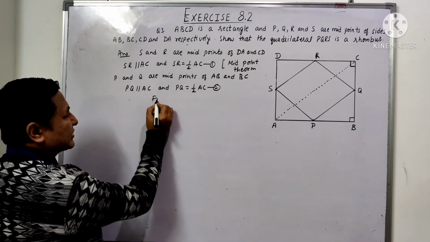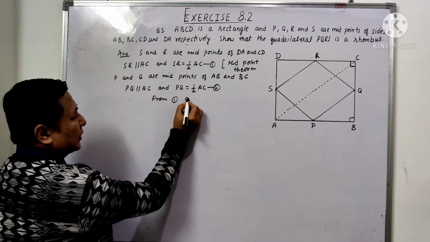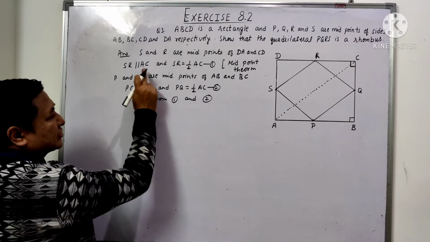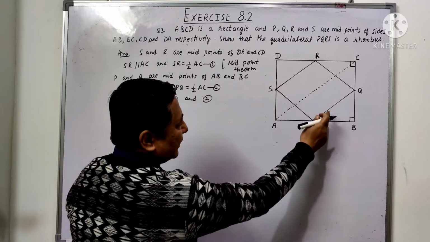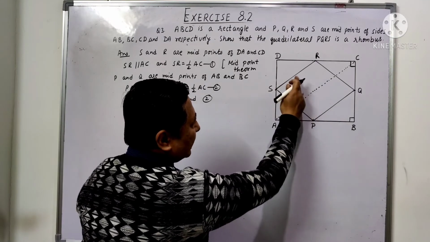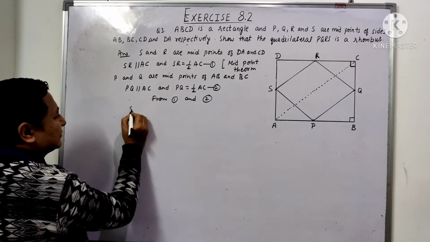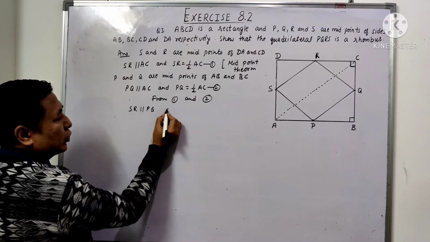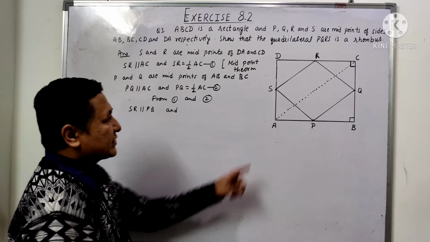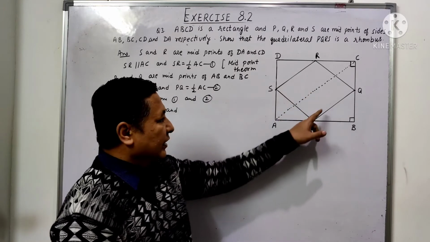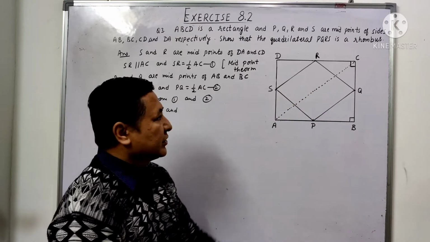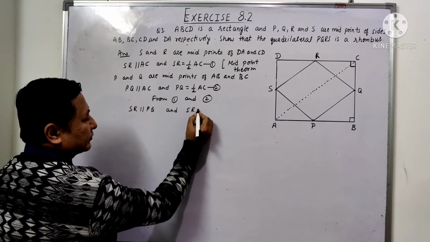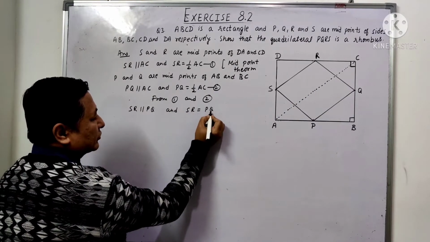Now from equation first and equation second, SR is parallel to AC and PQ is parallel to AC. So SR and PQ will also be parallel, and also SR is half of AC and PQ is also half of AC. So SR and PQ will also be equal. SR is equal to PQ.